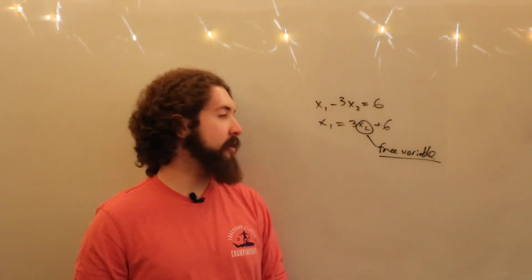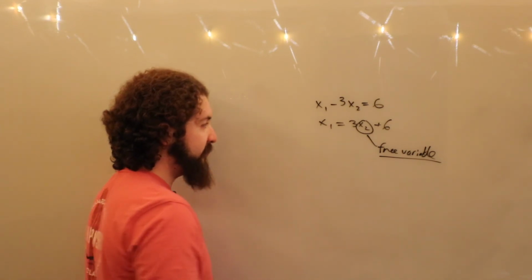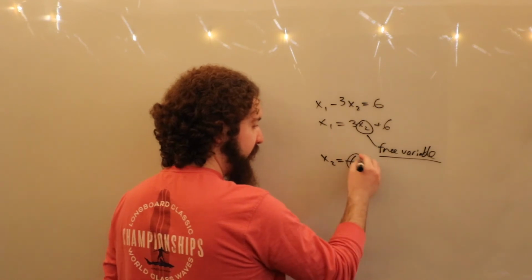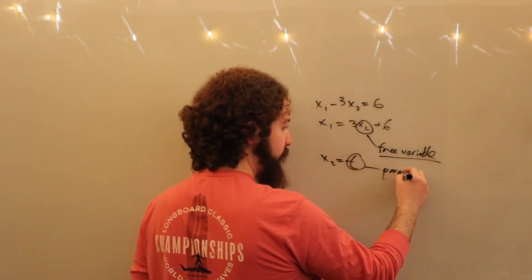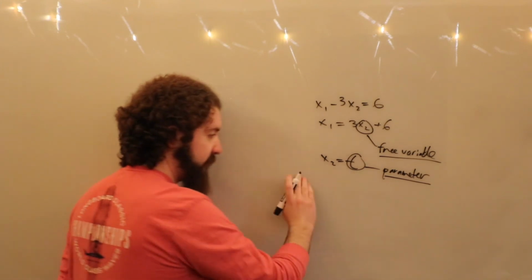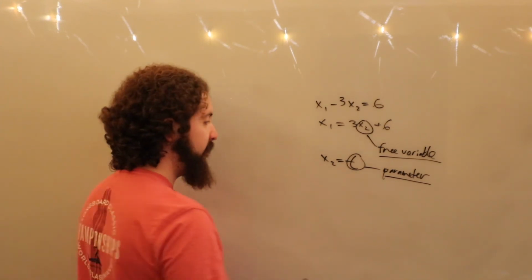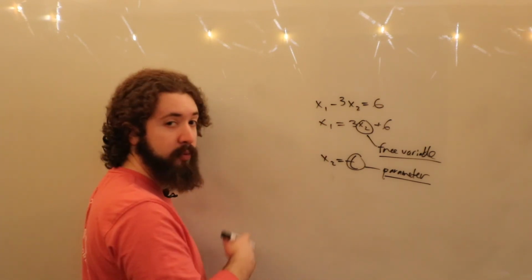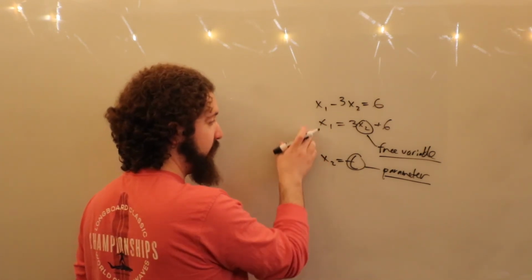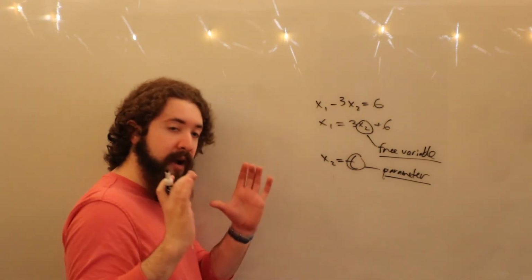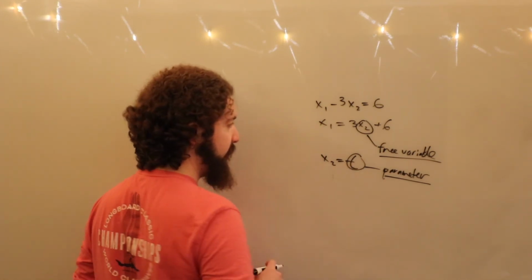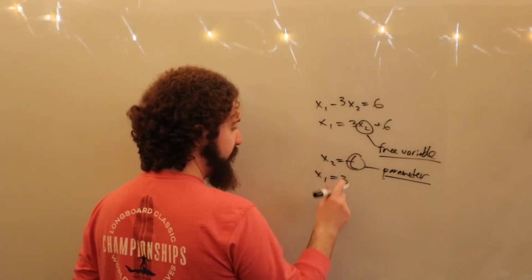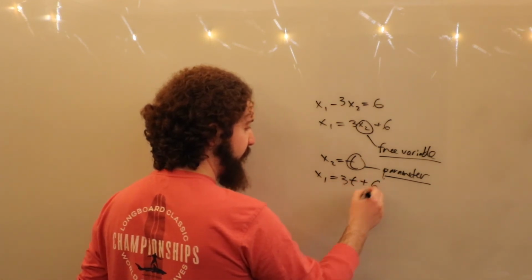A second way of characterizing this solution set would be to say, let's call x2 equal to t, where t we're going to call a parameter. t is just a new variable we're introducing. And we know x2 in terms of t. Can we also determine x1 in terms of t, so that we have a solution set in terms of x1 and x2, or the coordinate pairs, in terms of t? Well, yes, we can. We know that x1 is equal to 3 times x2, which is just t, plus 6.